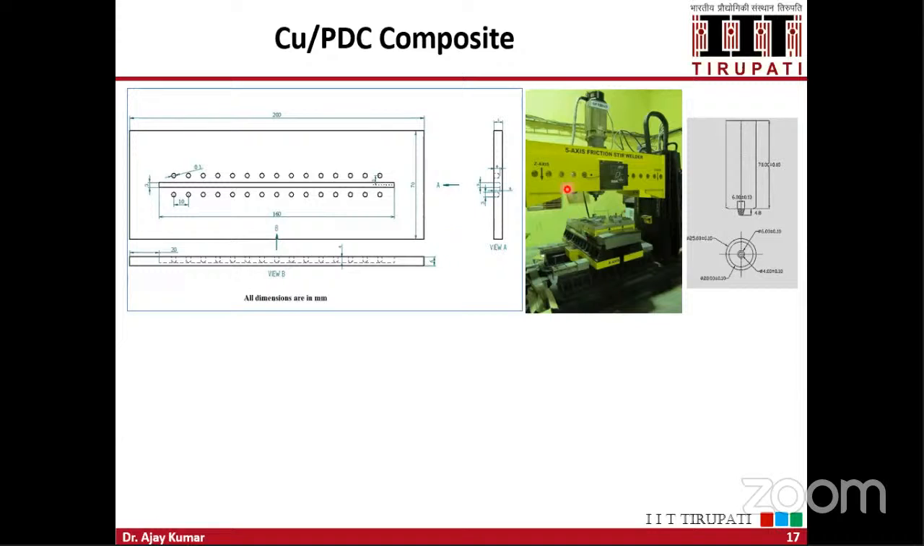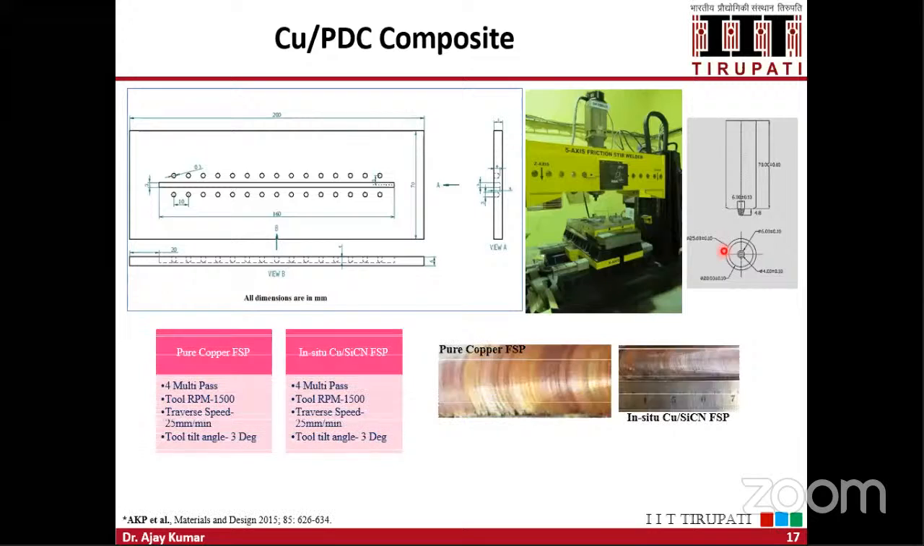Okay, then this is the 5-axis welding machine, and this is the FSW tool. So we optimized the process parameters. We did the 4 multi-pass FSP process, and the tool RPM was 1500, traverse speed was 25 per minute, and the tool tilt angle was 3 degrees. So you can see this is the processed matrix material, copper. We used copper as the matrix material, and silicon carbonitride as the reinforcement material.